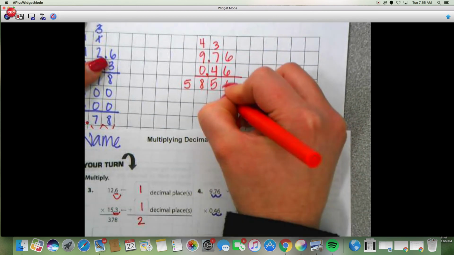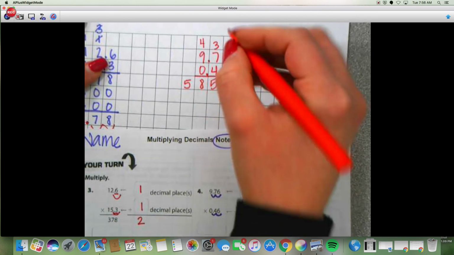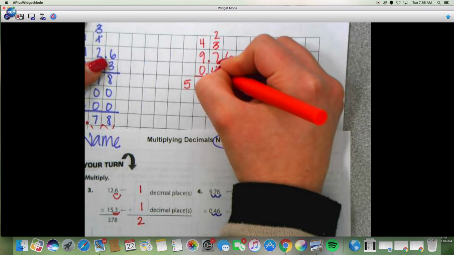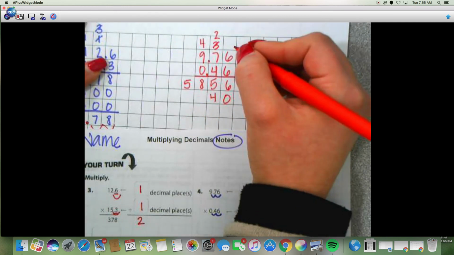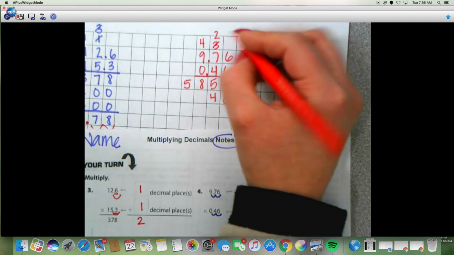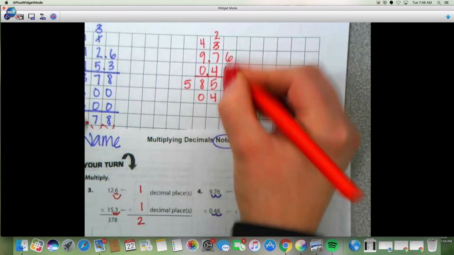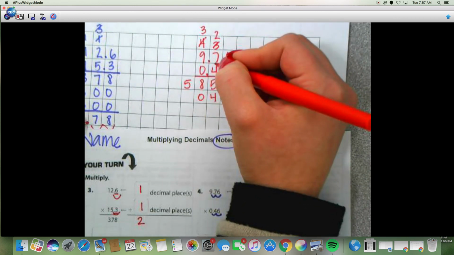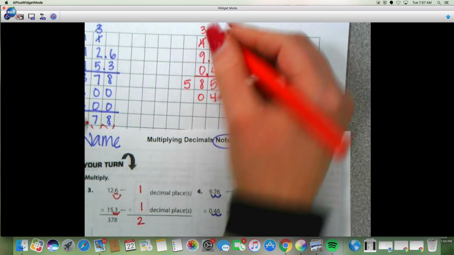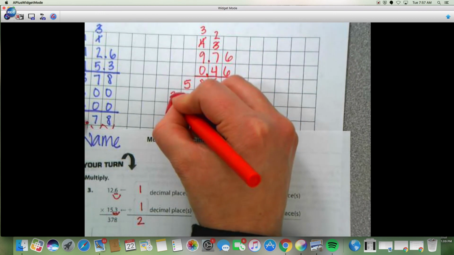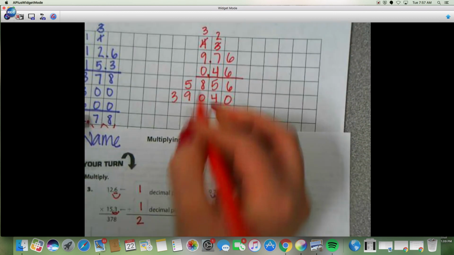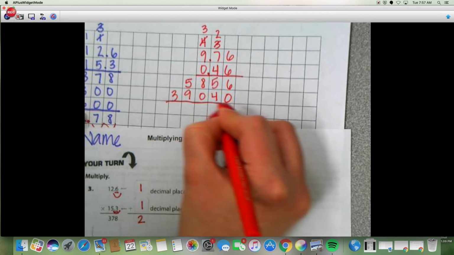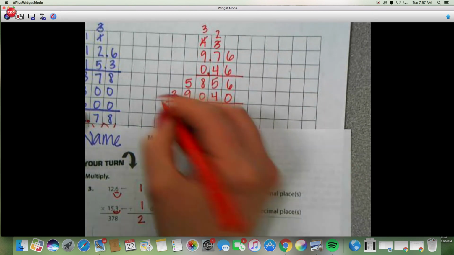Okay. Now I add my 0. 4 times 6 is 24. 4 times 7 is 28. And when I add my 2, I get 30. And 4 times 9 is 36. When I add that 3, I get 39. Now, I don't have to even do the next step because it's all going to equal 0. So I can just stop there and add my sum.